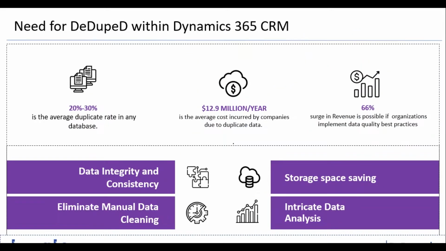Now, duplicate and redundant data is actually a very big and yet a very common problem in the industry. If we talk of stats, 20 to 30% is the average duplicate rate in any database. This is quite high, and it leads to companies incurring an average of $12.9 million per year. If we can rectify or prevent the duplicate data, then a 66% surge can be seen in the annual revenue.